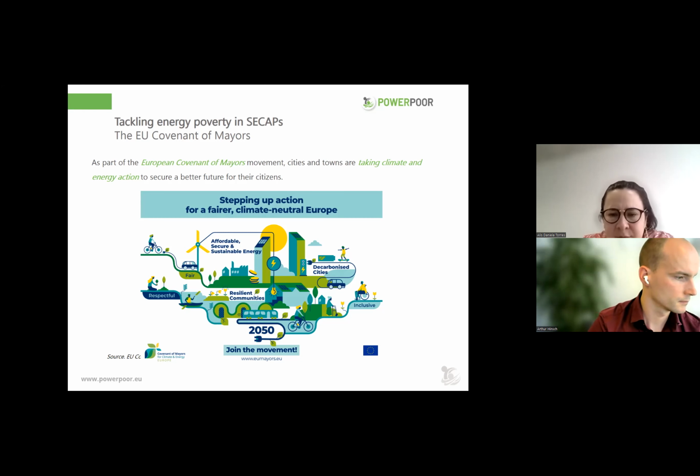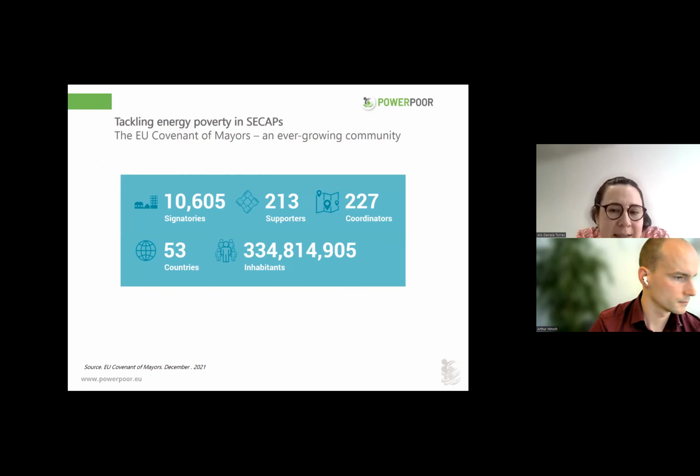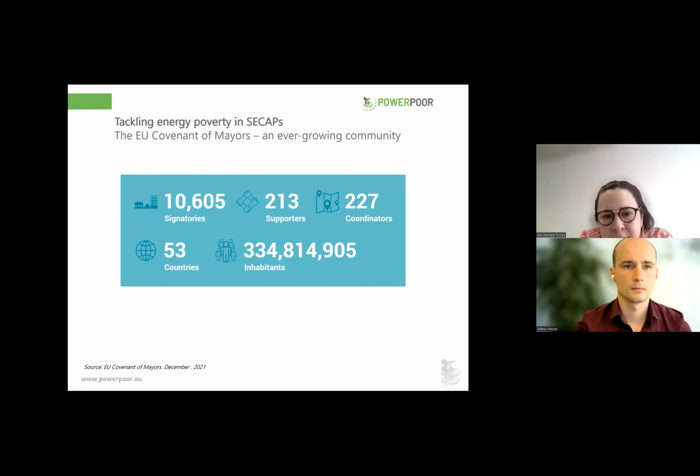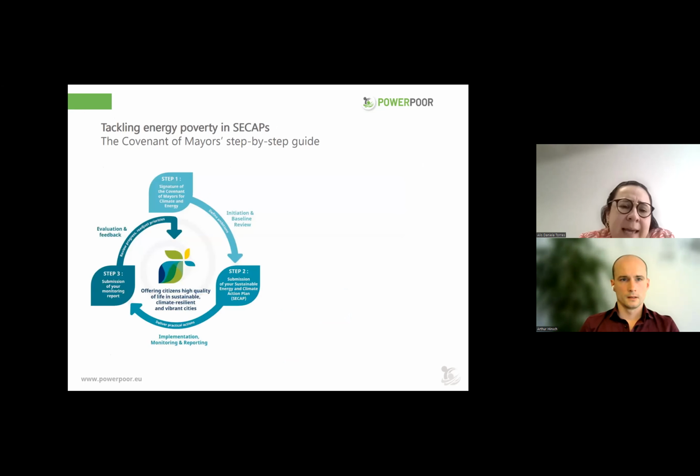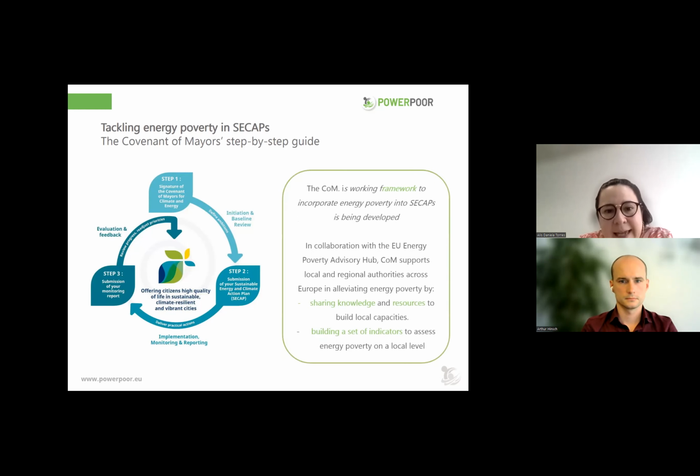We have a lot of signatories, more than 10,000, meaning municipalities and regional governments that want to be more efficient. They want to bring climate action into the core of their activities. And the Covenant of Mayors is located in 53 countries across Europe. Once a city decides to be part of the Covenant of Mayors, after 2 years they have to develop this CCAP, this Sustainable Energy and Climate Action Plan. And in this plan, they also have to include energy poverty alleviation actions, okay?